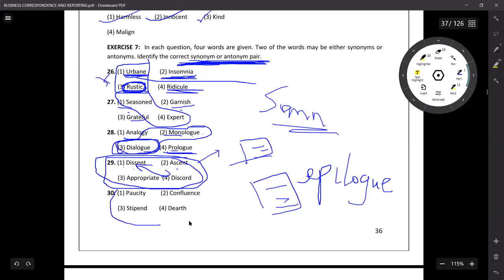Paucity, confluence, stipend, dearth. Come on, let's say there is a paucity. You went to the chemist shop and he said, sanitizers are not there. There's a paucity of sanitizers. There is a dearth of sanitizers. What is paucity and dearth? Correct. 1 and 4. Both are synonyms. What does that mean? Shortage. Correct. Scarcity or shortage.